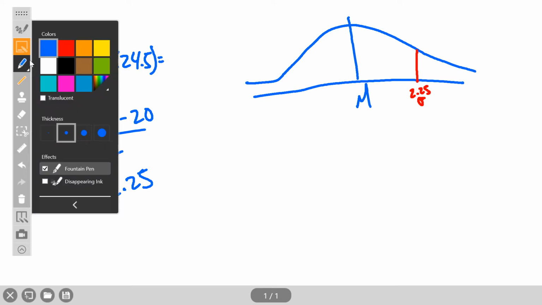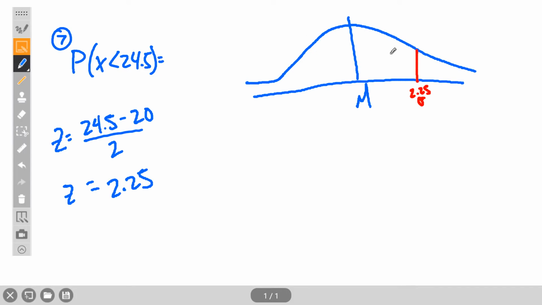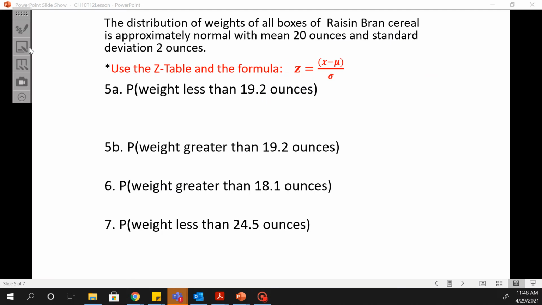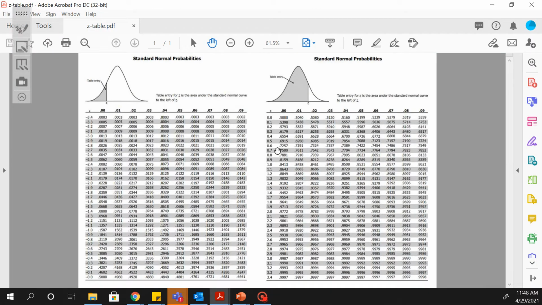Okay, so when I go to calculate this from the z-table, it's going to give me this, which is exactly what I want. That would be all the values less than 2.25. So let me take a look at my z-table. I'm looking for 2.25. Okay, so I'm on this one because these are positive. So 2.2, and then the 10th digit is right here, the 5, so it's 0.9878.